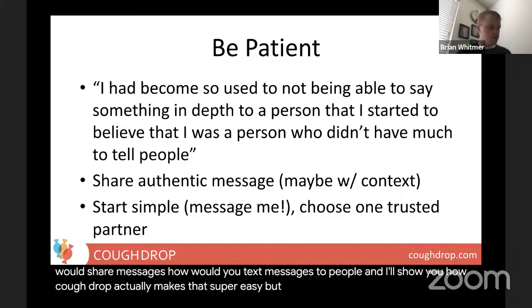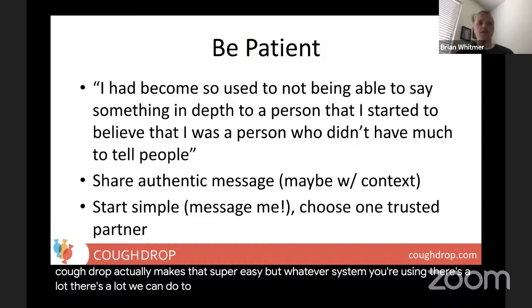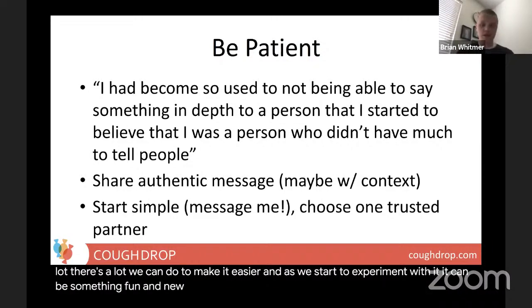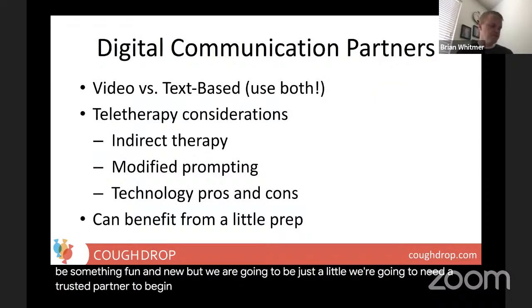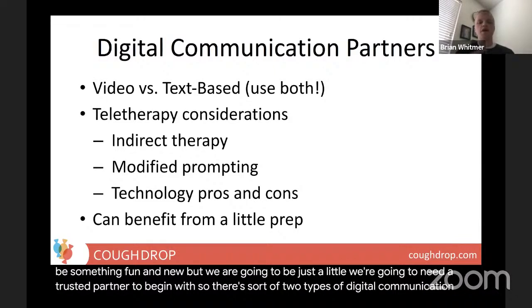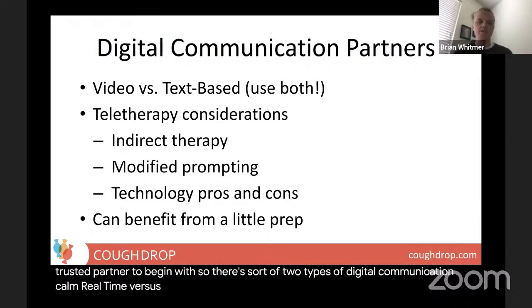But whatever system you're using, there's a lot we can do to make it easier. And as we start to experiment with it, it can be something fun and new. But we are going to need a trusted partner to begin with. So there's sort of two types of digital communication, and I've called them video versus text-based, but really I should call them real-time versus asynchronous, because there's some that sort of blur the line.